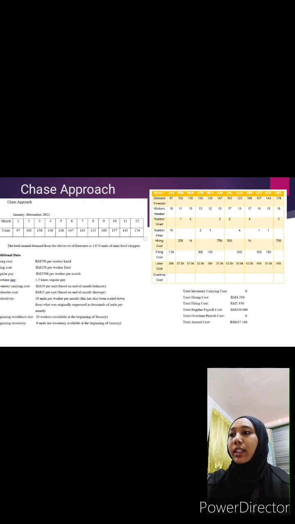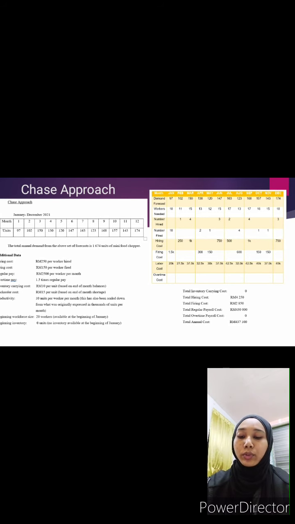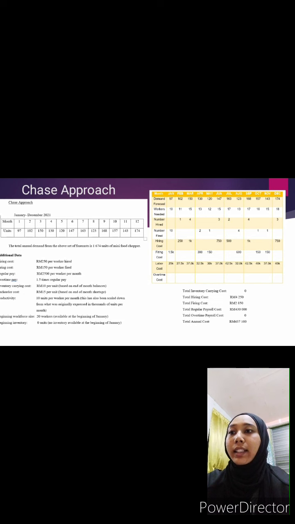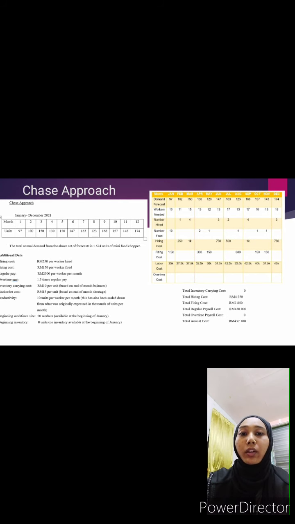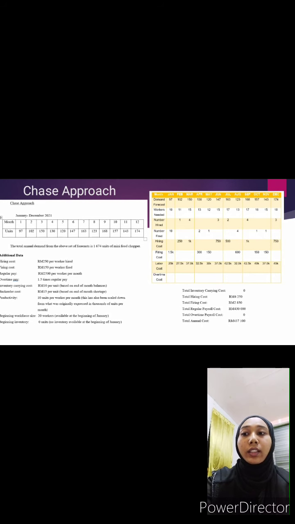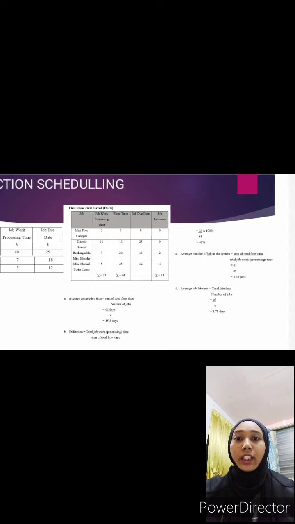The labor cost, we refer to additional data. The regular pay is 2,500. So we just multiply it with workers needed. For January is 10. So we get 25,000. All of the 3, hiring, firing, regular payroll costs, and then we get the total is 437,100. The total annual cost.